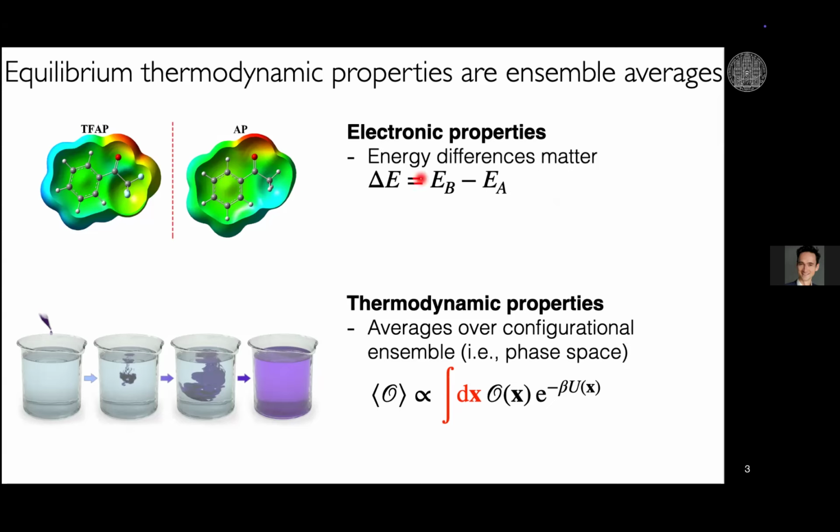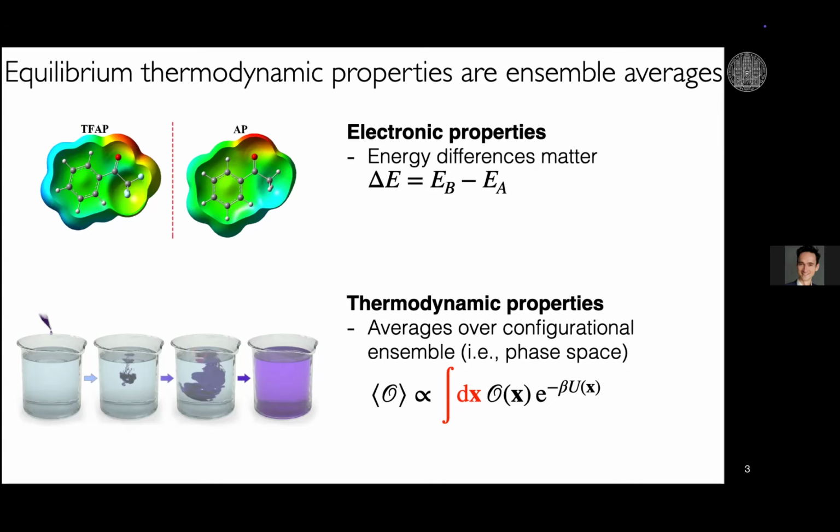So if you're thinking about electronic properties, you may be familiar with quantum chemistry. If you have two molecules, or the same molecule in two different configurations, and you're saying which one is more stable, then this is a statement about their energetic difference, right? So you compute or you measure the energy of one configuration, the other one, and you subtract them, and this gives you the relative stability. We cannot do this in a liquid.